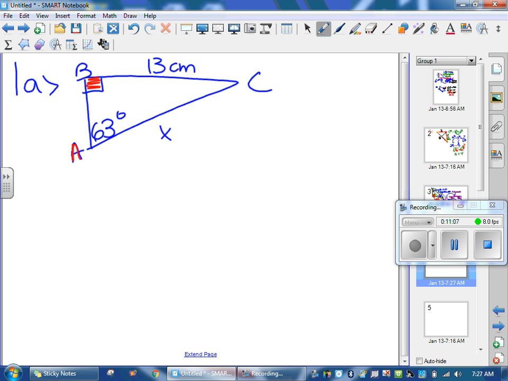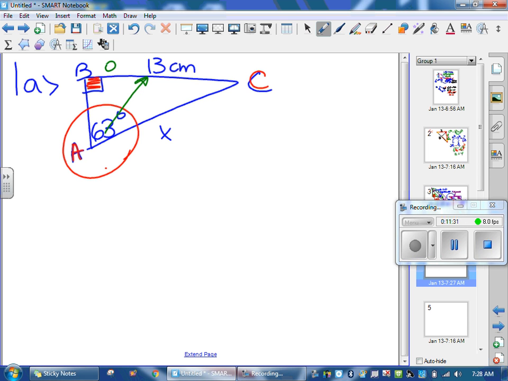They didn't give me a number at angle C. Yes, I can find it, but they did give me an angle at angle A. So I need to circle that angle. Now I'm going to label all of the other sides of my triangle according to that angle. The side that is across from it is going to be called our opposite side.